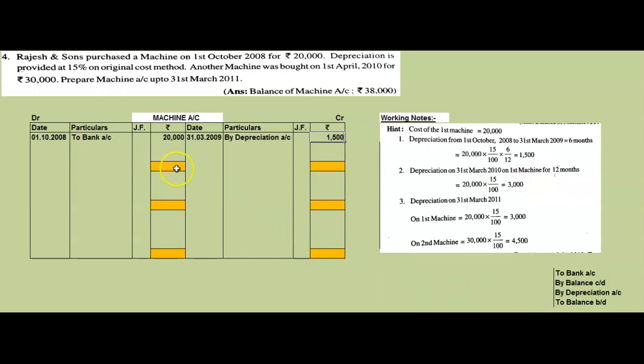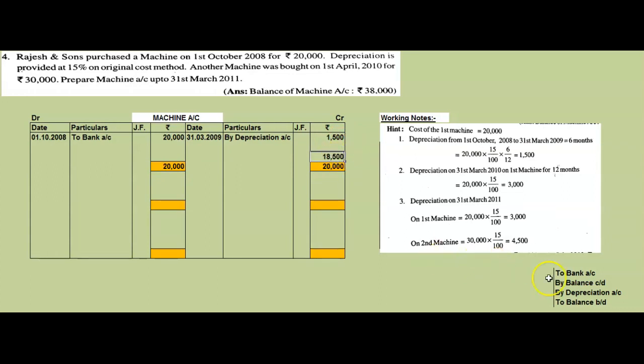Now here, what is the balancing procedure? Debit side total is how much? 20,000. Then the same total you have to take where? In the credit side also. Now how will we get the answer here? 20,000 minus 1,500. How much will we get?